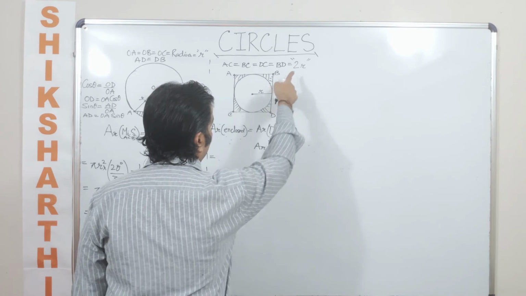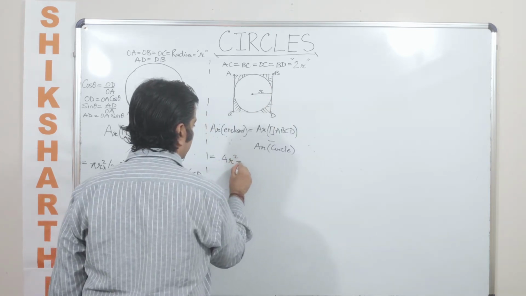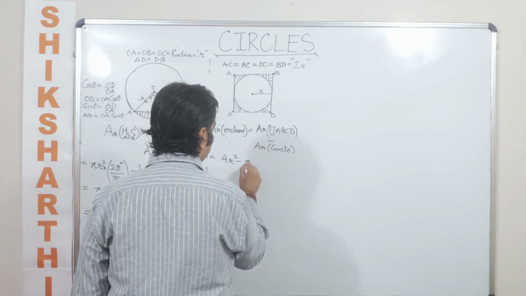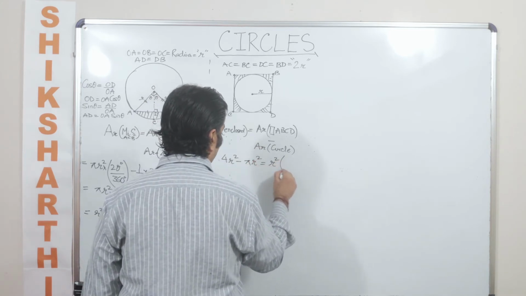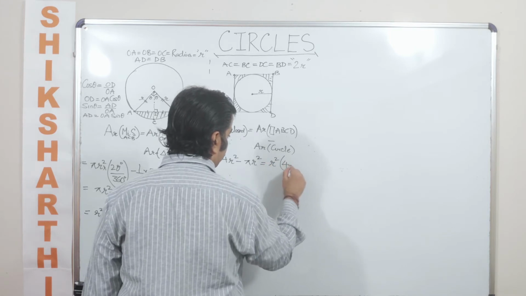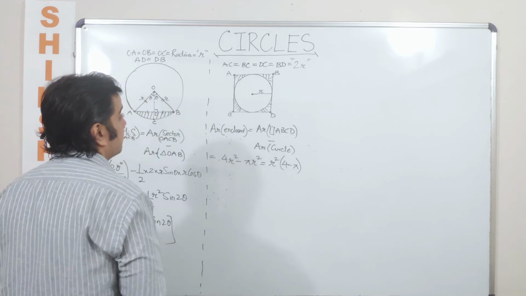So this area enclosed will be nothing but, what is the area of a square? Side into side. How much is the side? 2r into 2r, which is 4r square, minus the area of the circle, which is pi r square. So from here you get the formula as r square times of 4 minus pi. This is very, very important.